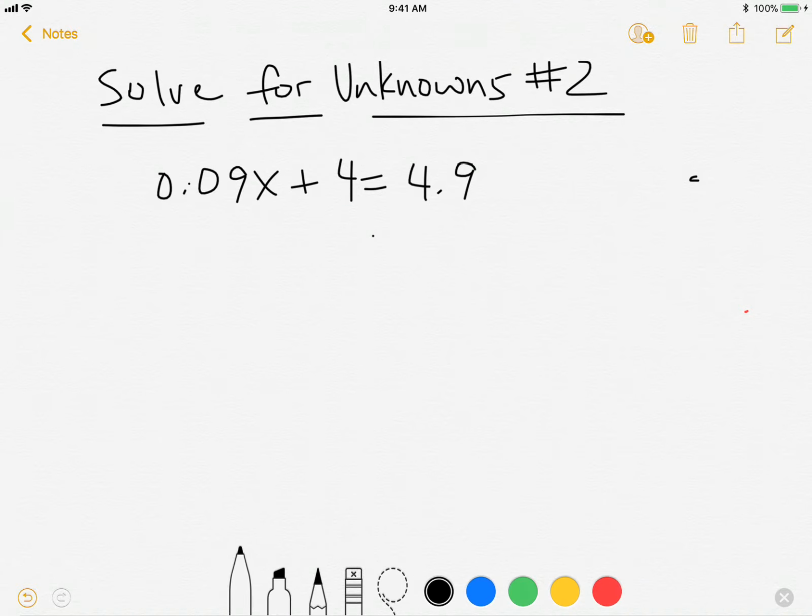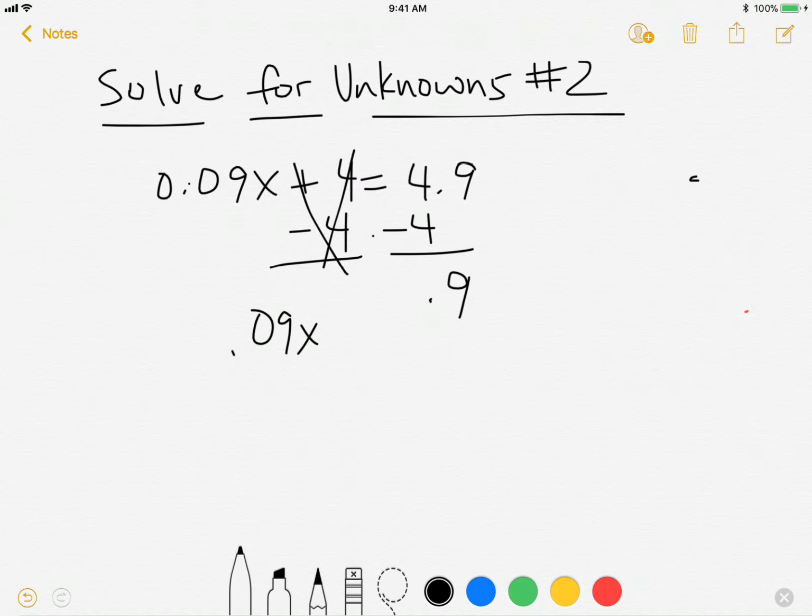So I'm going to take this and I'm going to subtract 4 from both sides. Once again, because I have that equal sign, right? This is going to cancel itself out and make 0, which is going to leave me with 0.09x. And this problem right here is going to leave me with 0.9.